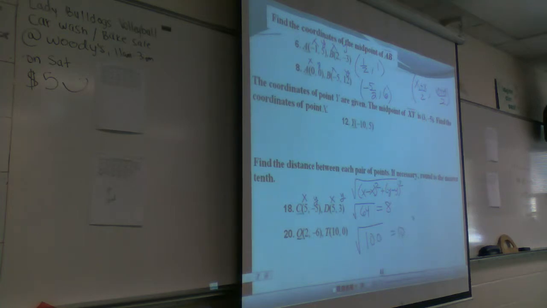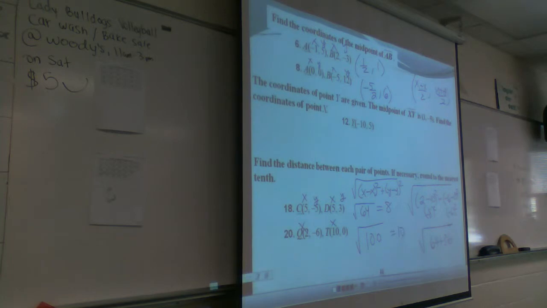My two x coordinates here are 2 and 10, so I would do 2 minus 10 squared plus negative 6 minus 0. 2 minus 10, that's negative 8. That's negative 6 squared. So then underneath there you got 64 plus 36. That's where the 100's at.